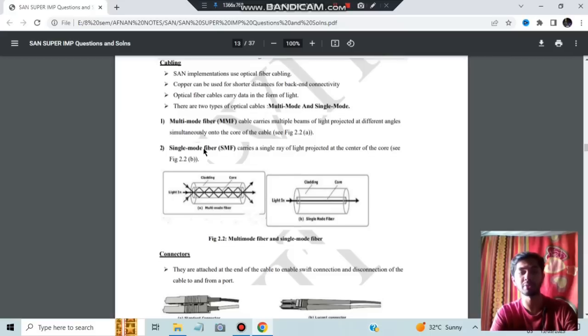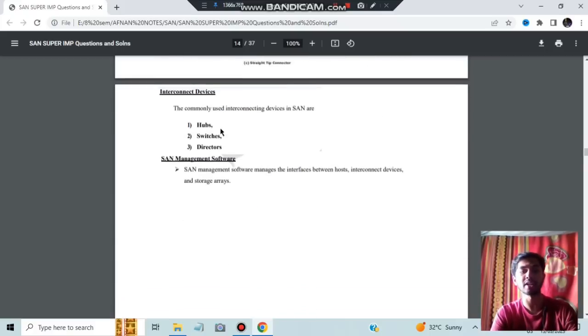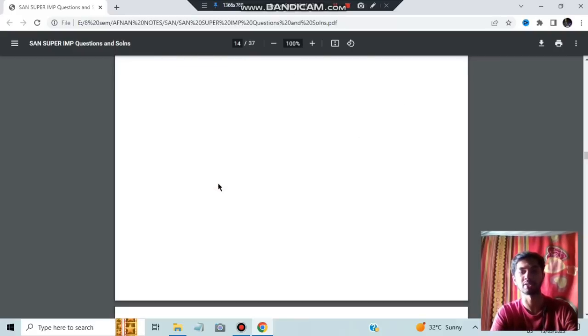Cables can be of 2 types: multi-mode fiber, in which multiple rays of light will be going, and single-mode fiber, in which only a single ray will be projected. Connectors are as follows: standard connector, Lucent connector, or straight tip connector. For interconnect devices, you can use hubs, switches, or directors for the interconnections. SAN management software manages the interfaces between host, interconnect device, and storage arrays. Basically, it handles the storage aspects.